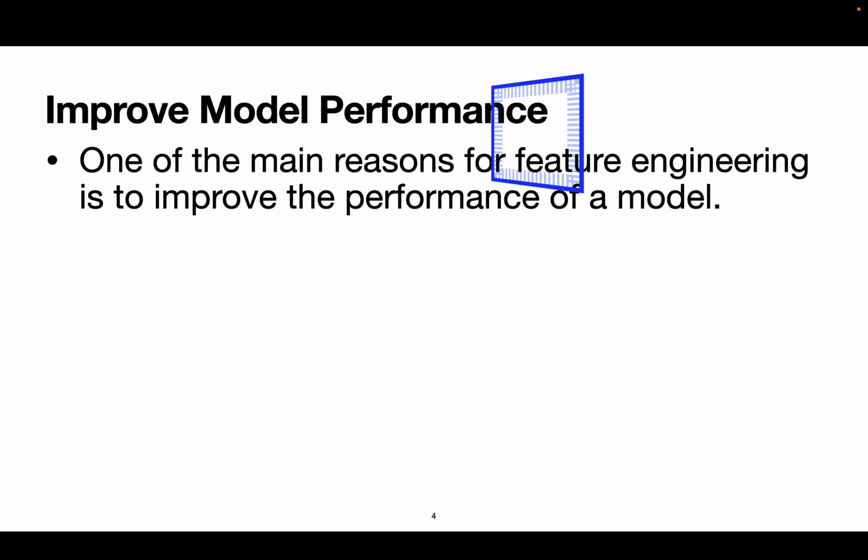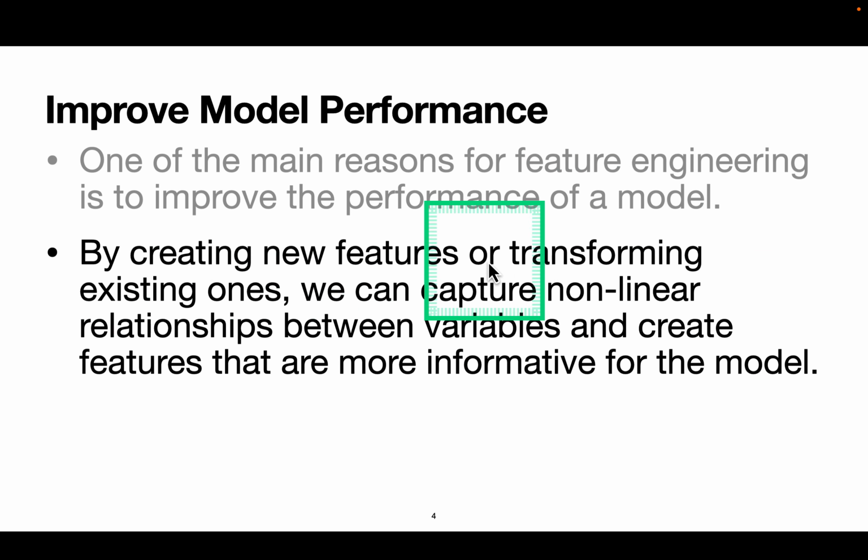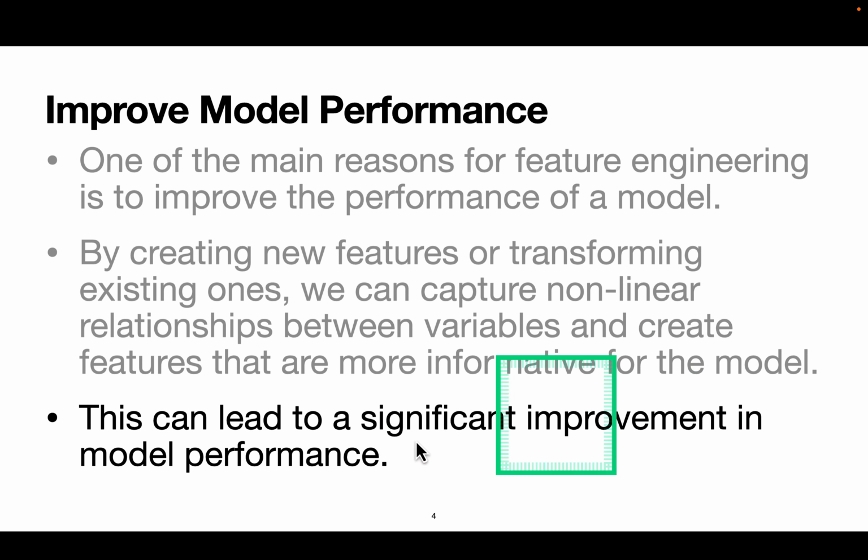To improve model performance. So one of the main reasons for feature engineering is to improve the performance of a model. By creating new features or transforming existing ones, we can capture non-linear relationships between variables and create features that are more informative for the model. And this can lead to a significant improvement in model performance.